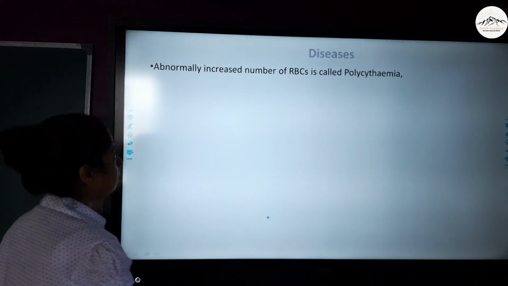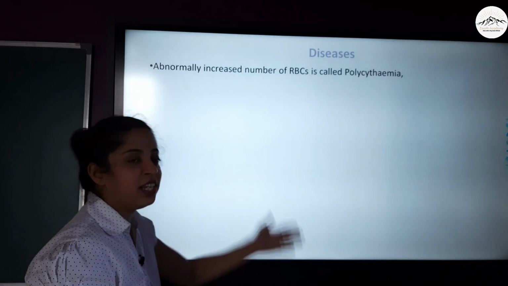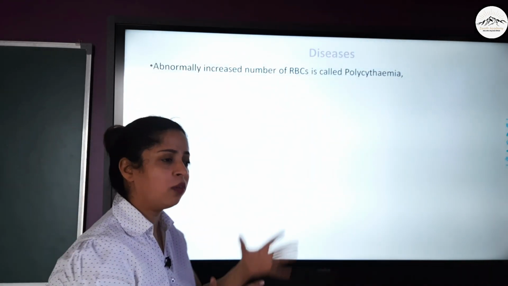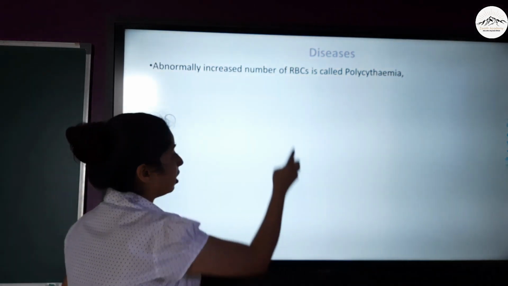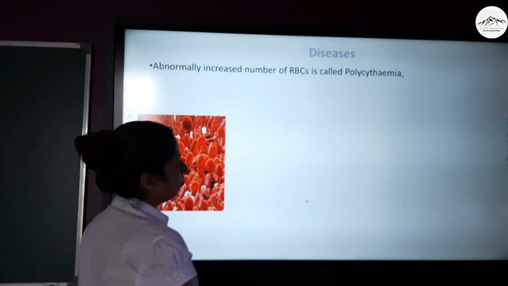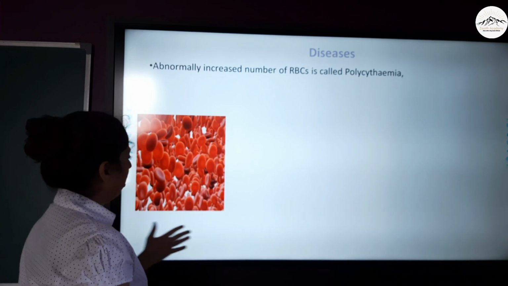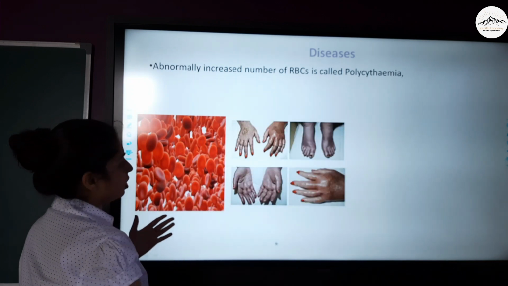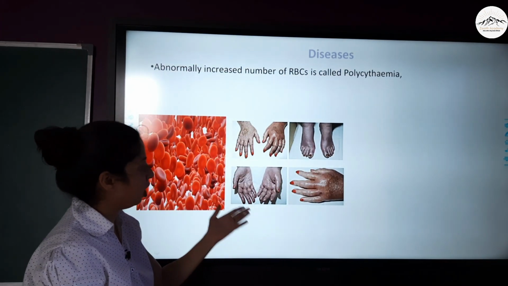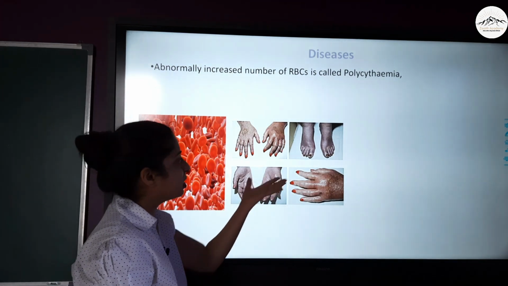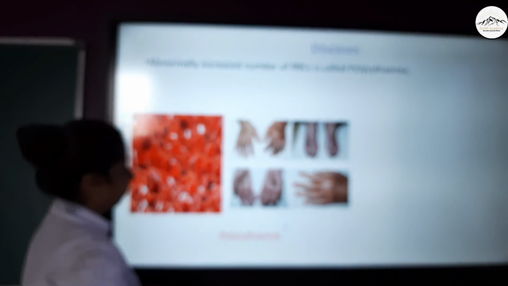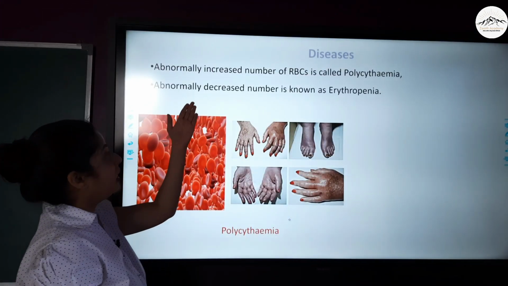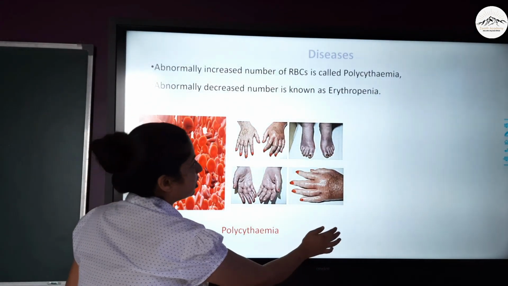Now let us study about the diseases. Abnormally increased number of RBCs: if there is an abnormal increase in the number of RBCs, then a disease known as polycythemia occurs. Here you can see the hands and feet are swollen and with red patches. So this is polycythemia.